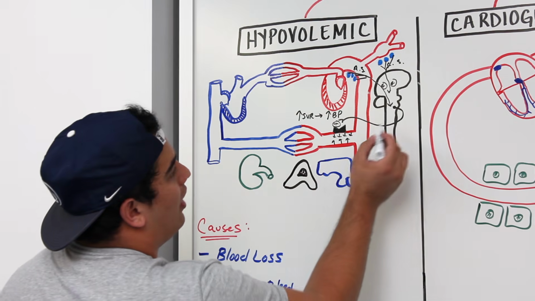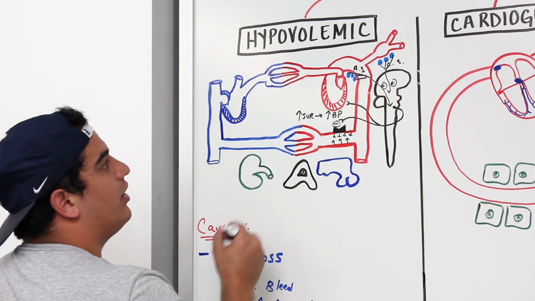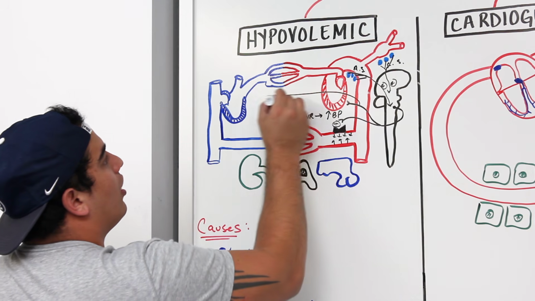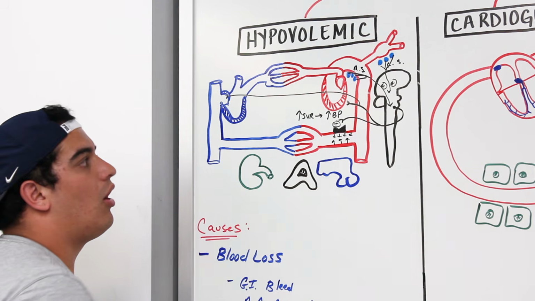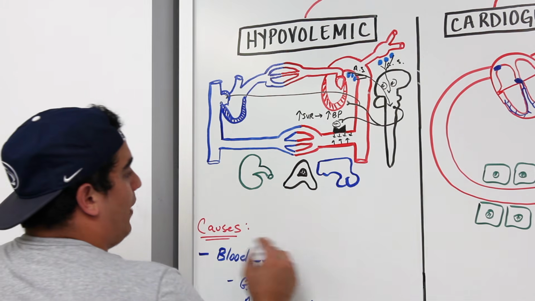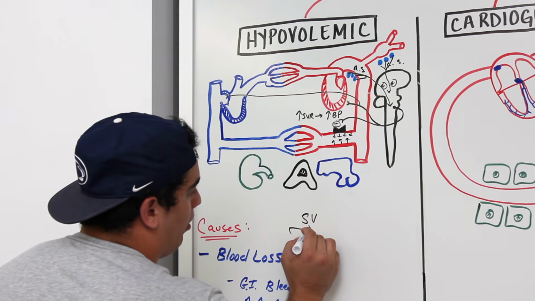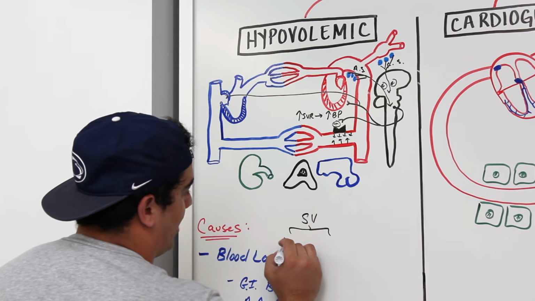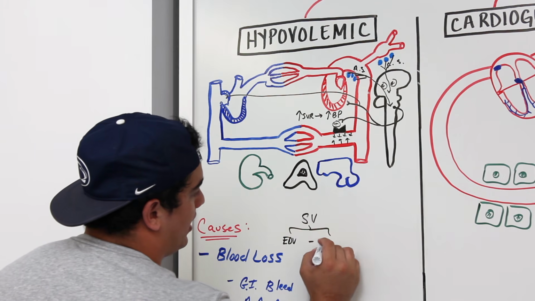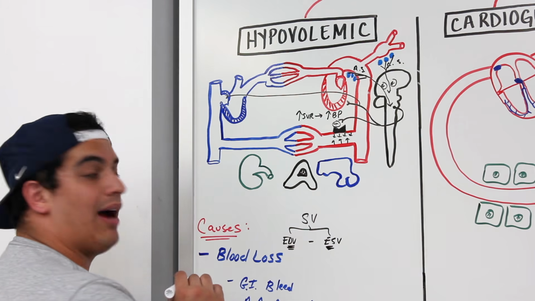Here's the problem though. Another thing it's going to try to do is go to the heart, increase the contractility of the heart, and increase the heart rate. Here's the problem though. In this situation, what is stroke volume dependent upon? If you guys remember, it's dependent upon two big things. We can kind of just say EDV minus the ESV. This is depending upon the filling, and this is depending upon how much it pushes out.